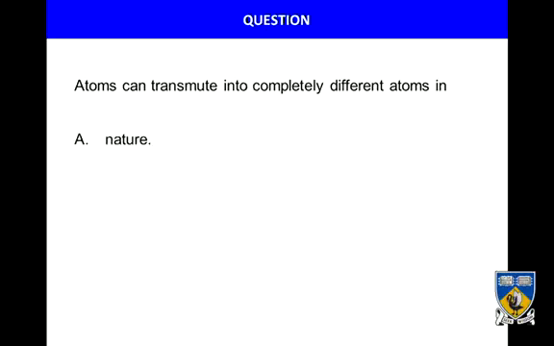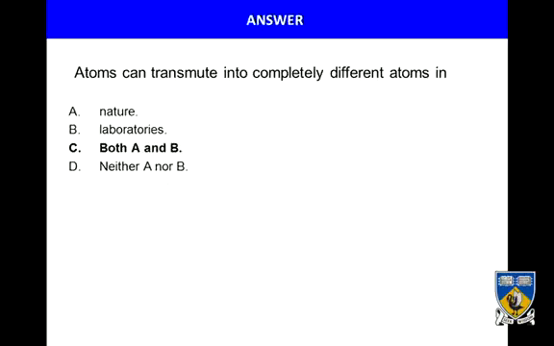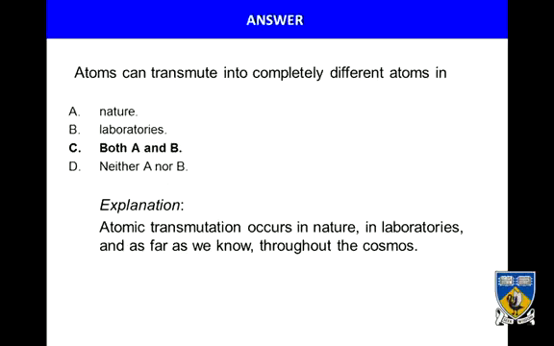Okay, so here's a little question. The answer was on the previous slide. So is anybody going to tell me: atoms can transmute into completely different atoms in nature, in laboratories, both A and B, or neither A nor B? Who's going to give me that one? Good on you. Okay, it occurs in nature, in labs, and as far as we now know, throughout all of space.